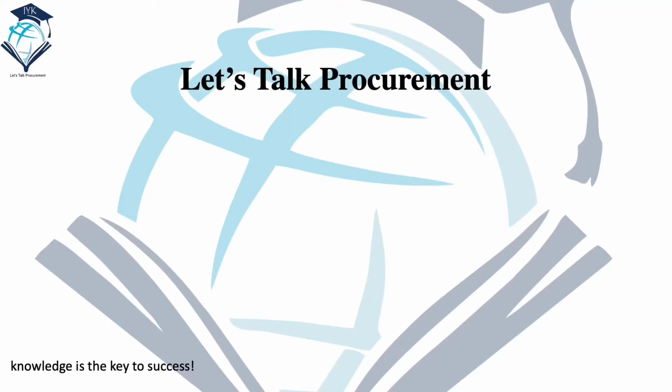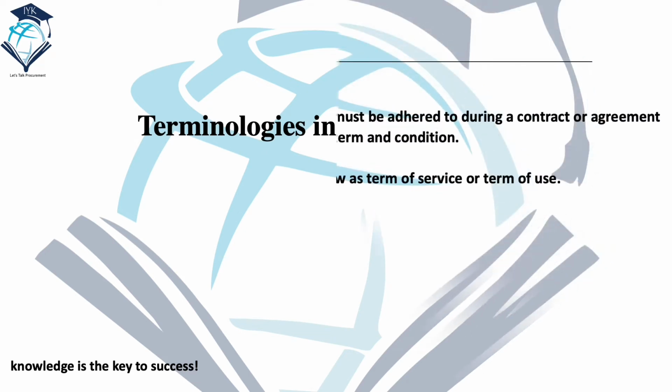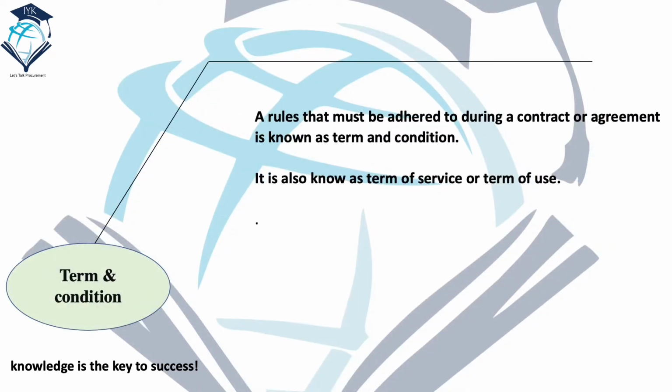Let's talk procurement session about the terminologies used in procurement. First terminology is terms and conditions. This is basically a rule that must be adhered to during a contract or agreement, known as terms and conditions. If you are going to sign any agreement or contract, even if you're going for a postpaid SIM, you have to sign some agreement or contract. At the bottom, there's mentioned terms and conditions.